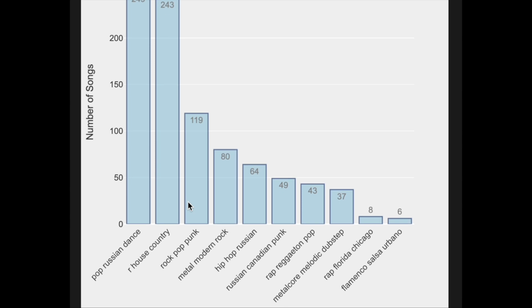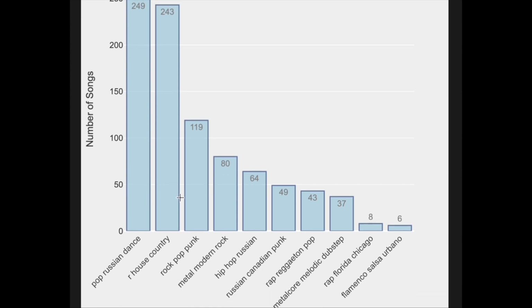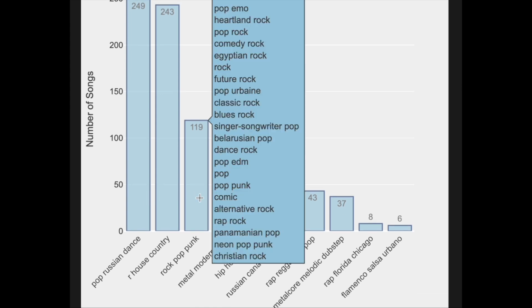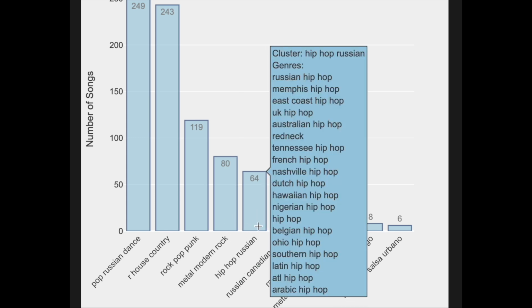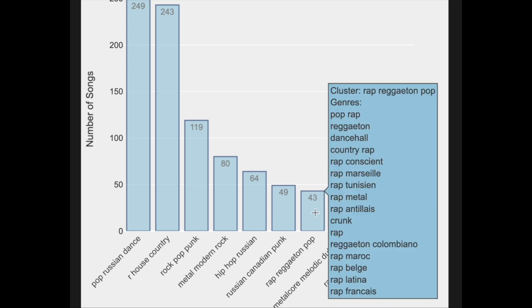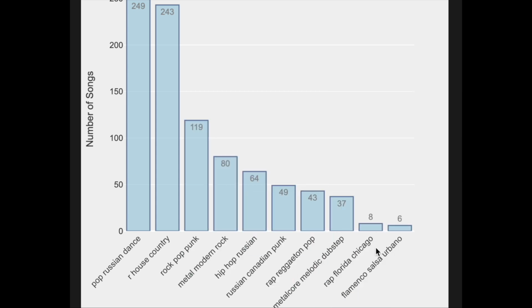As you can see, the top two ones I have, the keywords are pop, Russian, and dance. The other ones are house and country, rock, pop, and punk, metal. This is far better than the first one we have, because now you can actually see the trend of the type of music I like and the genre classifications it falls under.